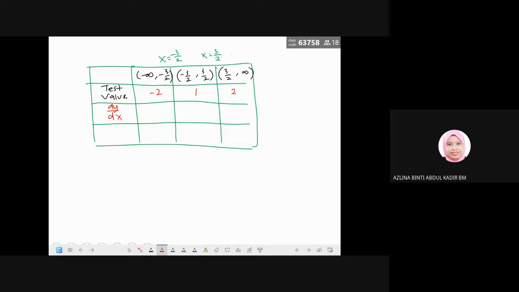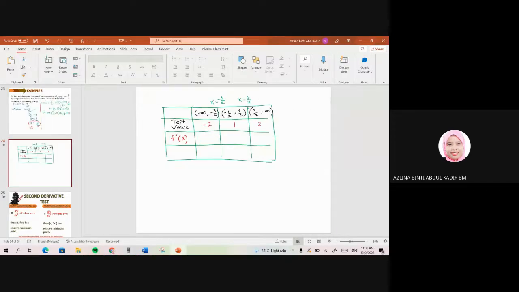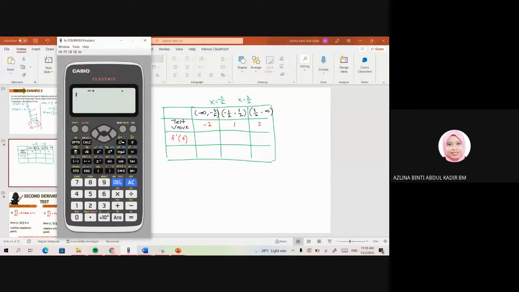Okay, dy dx. You substitute. Terms kita tadi f prime. Okay, f prime x. So insert a function into your calculator. F prime is 4 minus 9 over alpha x squared. Boleh? Insert a value, a function into your calculator. Press calculate.